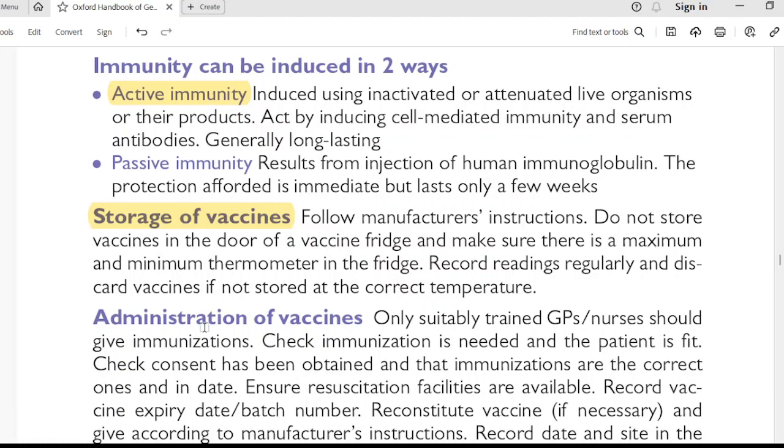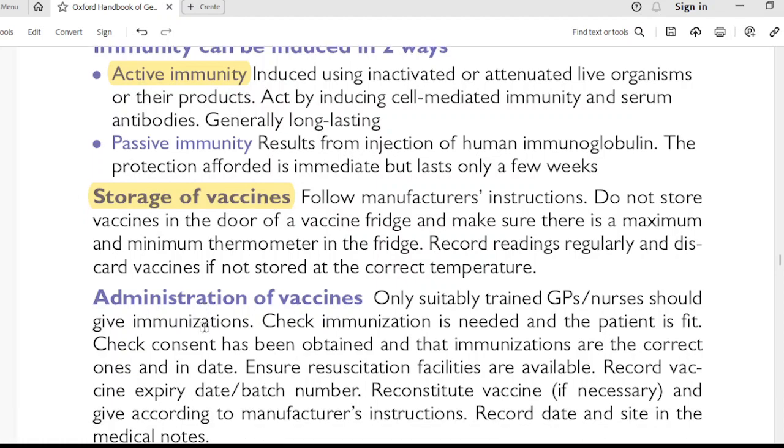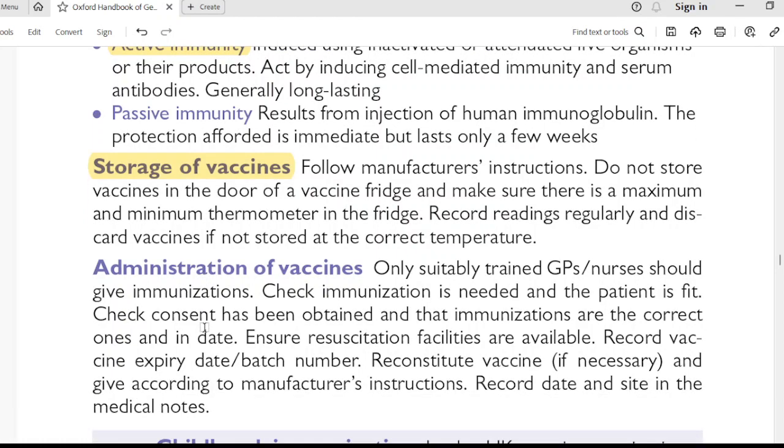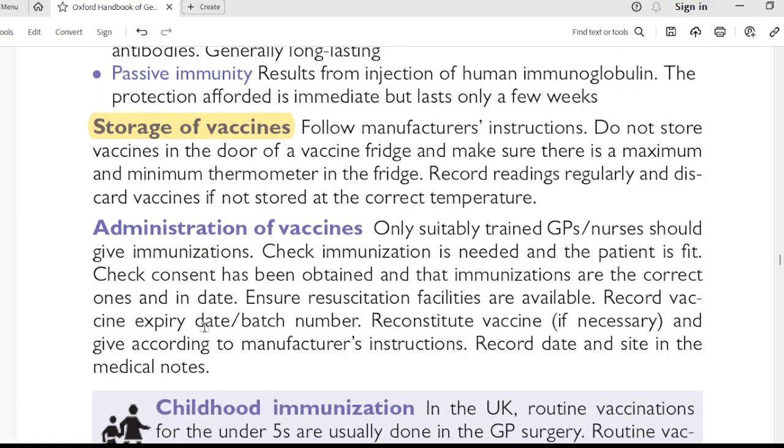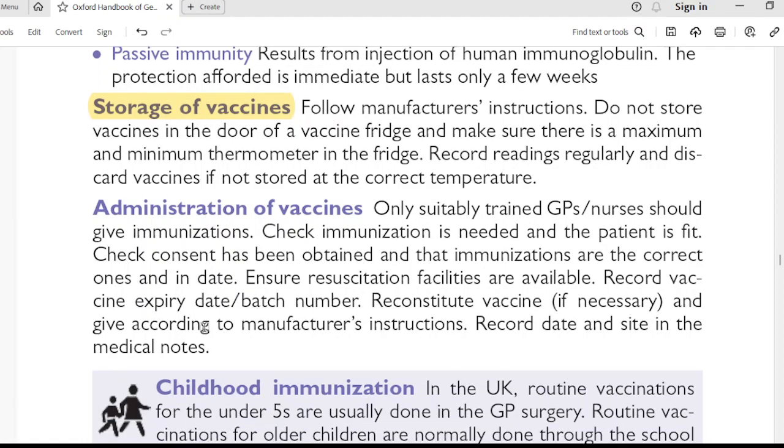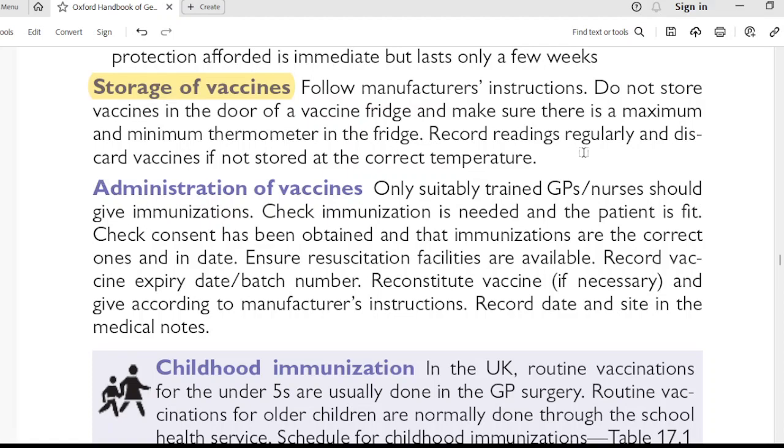Storage of vaccines. Follow manufacturer's instructions. Do not store vaccines on the door of the fridge. Make sure there is a maximum and minimum thermometer in the fridge. Record readings regularly and discard vaccines if not stored at correct temperature. So there was one more question in the exam, so many times asked. Record the readings, and discard the vaccines if not stored at correct temperature.